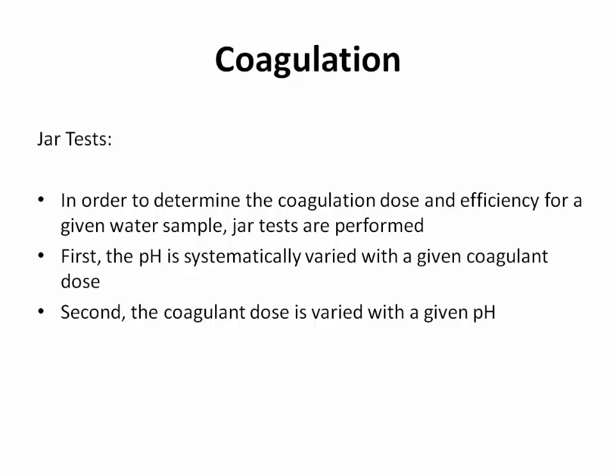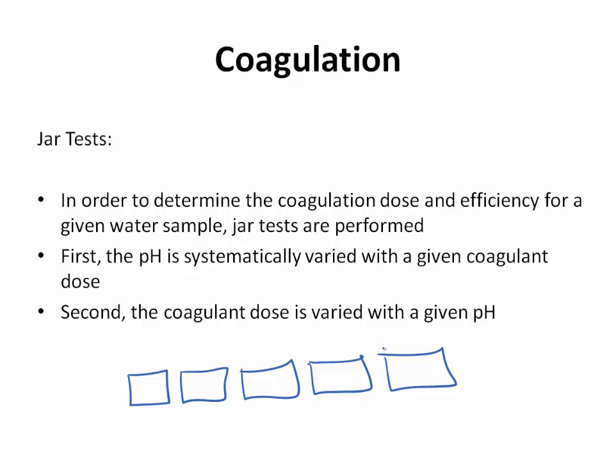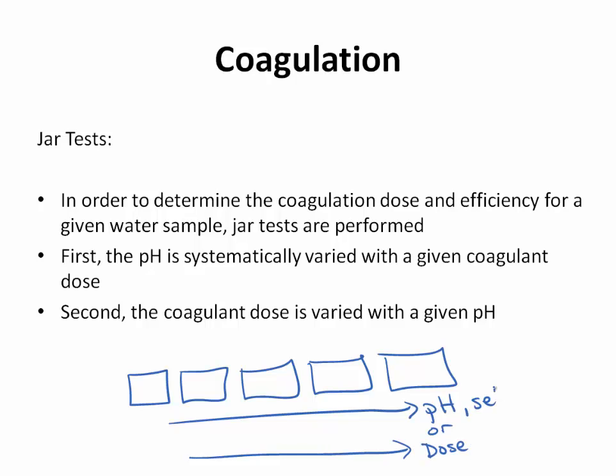So in order to determine the dose of coagulants that are used, water treatment plant operators typically perform something called a jar test. In a jar test, you simply start with 5 or 6 beakers of your source water, and you vary either the pH or you vary the dose. If you vary the pH, you set dose constant, and if you vary the dose, you set the pH constant. And by doing this, you can determine the optimal pH and the optimal dose for coagulation.